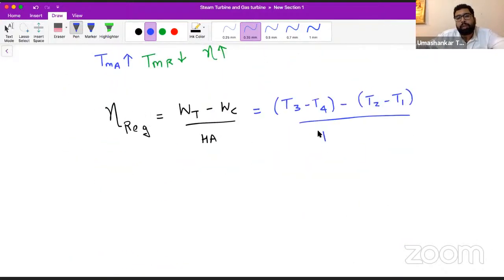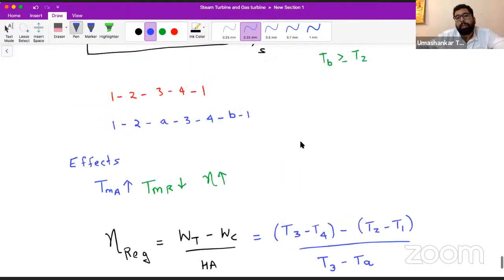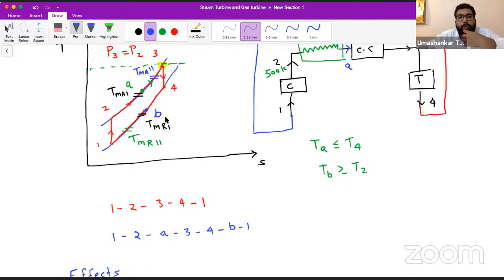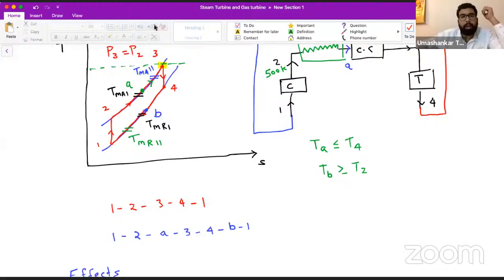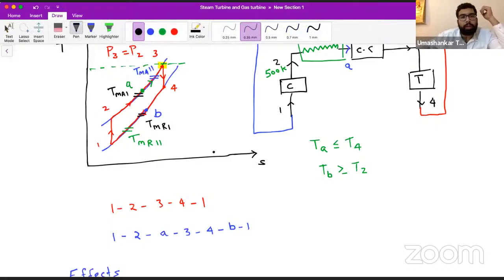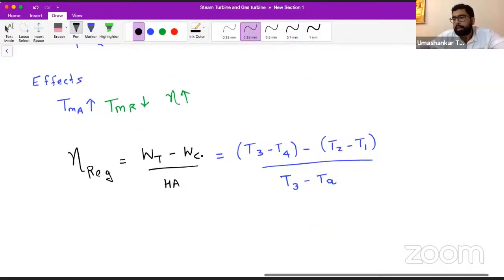Heat addition changes to T3 minus TA. Previously, heat addition was T3 minus T2, but now it is T3 minus TA. Got my point or not?